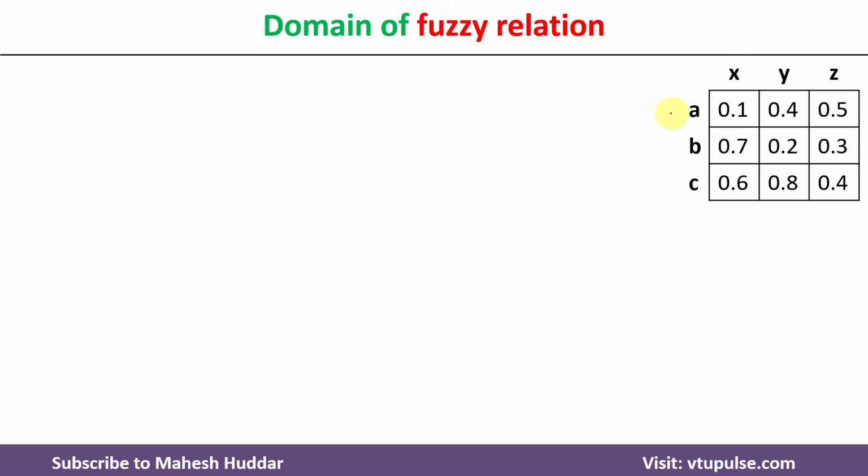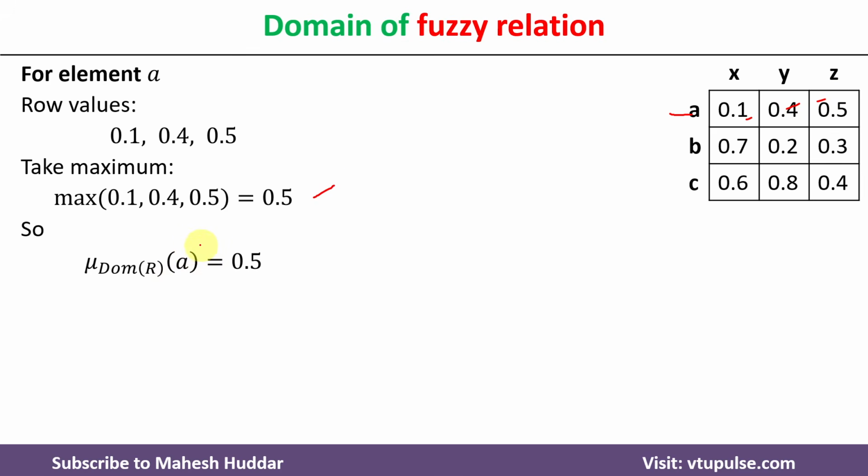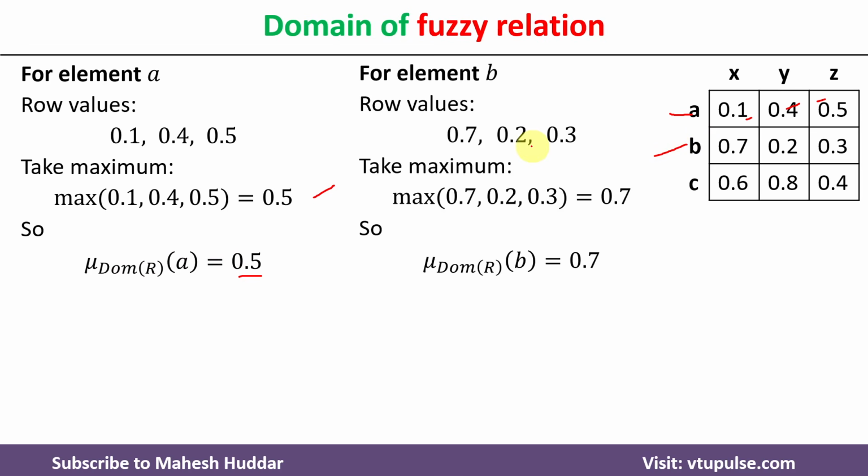So first I will take the first element, that is A. For the first element A, we have the row values 0.1, 0.4 and 0.5. In this, the maximum value is 0.5. So the membership value of A in domain R is equivalent to 0.5. Next, I will take the element B, and for this B, we have the row values 0.7, 0.2 and 0.3. In this, the maximum value is 0.7, so the membership value of B in domain R is equal to 0.7.